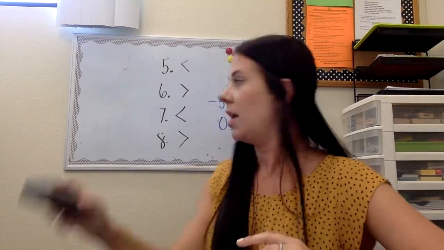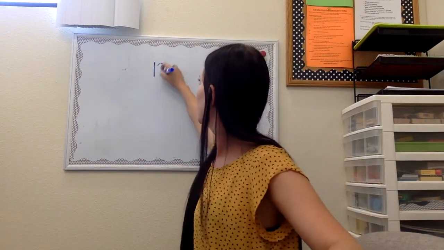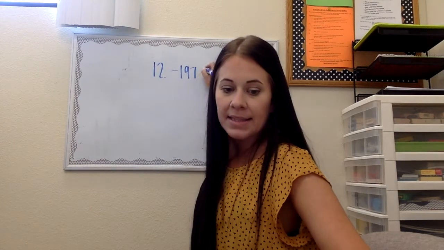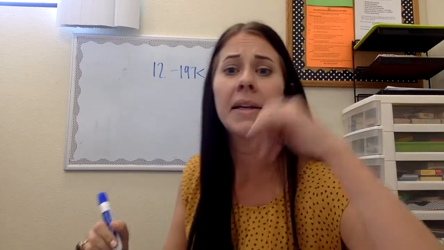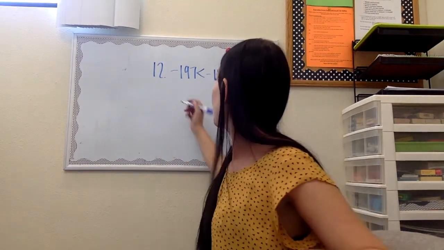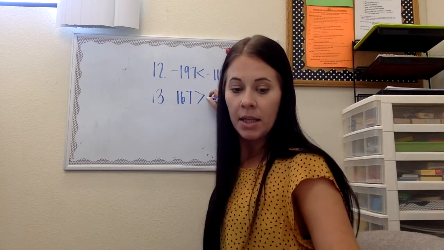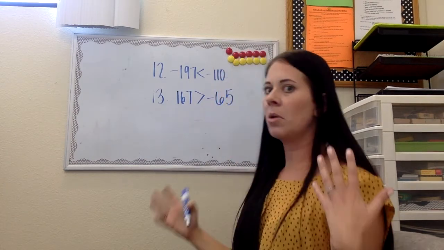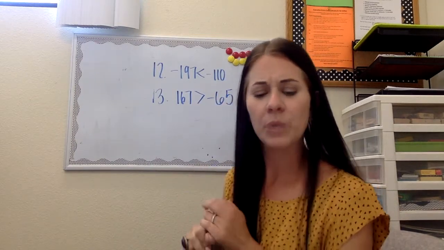Number 12. Let me put these signs up here in case you're still not that great at saying them out loud. That's okay. So number 12, -197 is less than -110. I'd rather lose $110 than $197, which in reality, I'd rather lose no money. But if you think about that, it'll help you, okay? Number 13 is 167 is greater than -65. I mean, that one's a little more obvious because we have a positive number and a negative number. We don't have to think too much about what's really big or smaller.